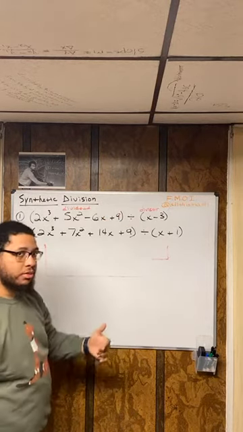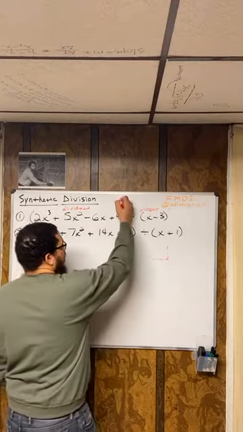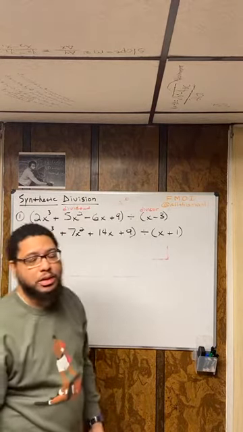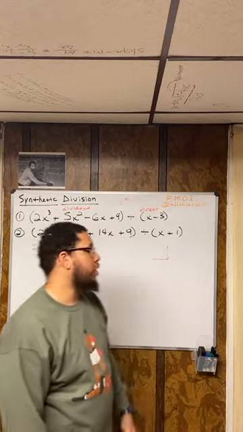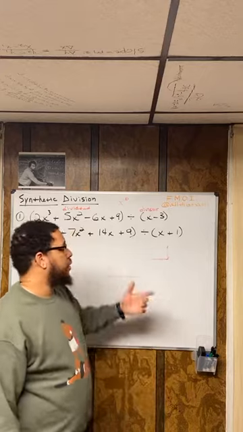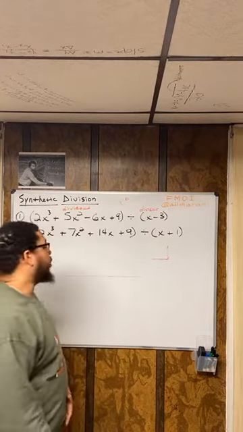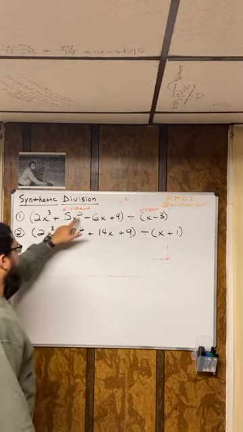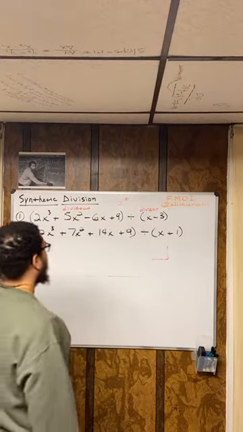Well, it has no variable. Or you can think of it as having x to the 0 power next to it, because x to the 0 power equals 1 anyway. So you could think of 9 as 9x to the 0 power. You could do that. And then that kind of satisfies this whole idea of our exponents being in descending order. 3, 2, 1, 0.